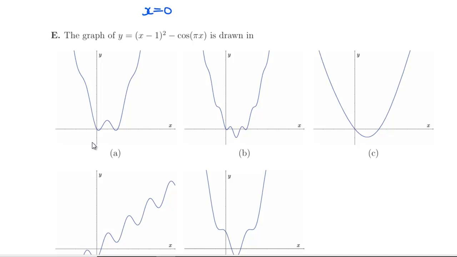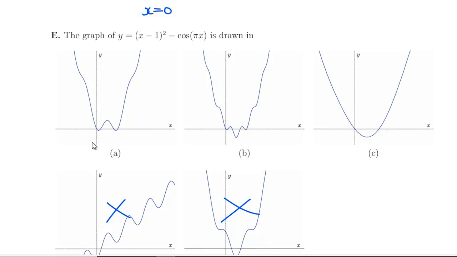X is 0, so we're going to get 1 minus 1. So it needs to go through the origin. So it could be A, could be B, could be C. It can't be the ones that are dropping off the bottom of the screen, because they're not going through the origin.